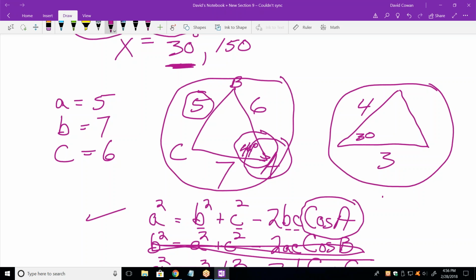Sine angle A over side A equals sine angle B over side B, and then equals sine angle C over side C. All right, let's just deal with this one because this will allow us to calculate angle B, because we know 3 of the 4 things here.